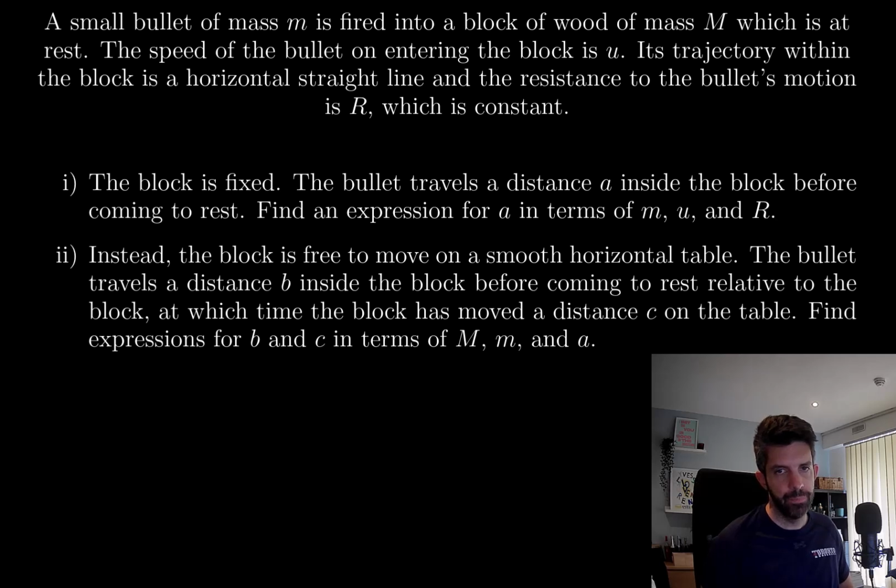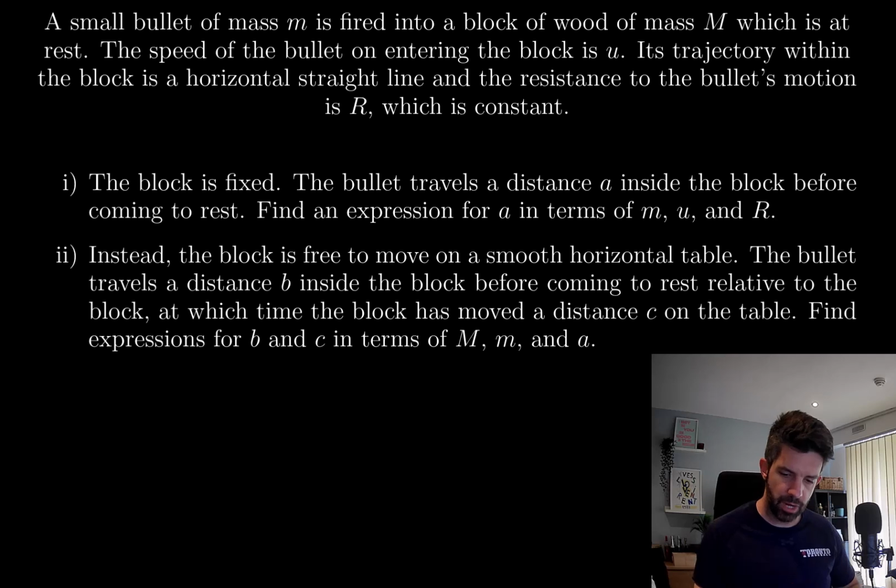And then there's a second part. Instead, the block is free to move on a smooth horizontal table. The bullet travels a distance b inside the block before coming to rest relative to the block, at which time the block has moved a distance c on the table. Find expressions for b and c in terms of capital M, m, and a. Okay, so it's just a mechanics question.